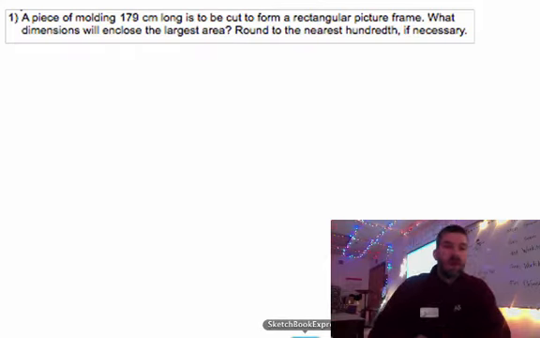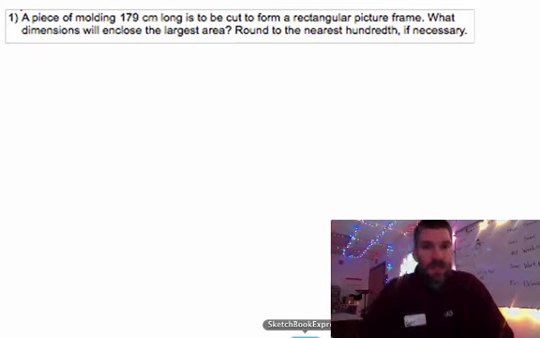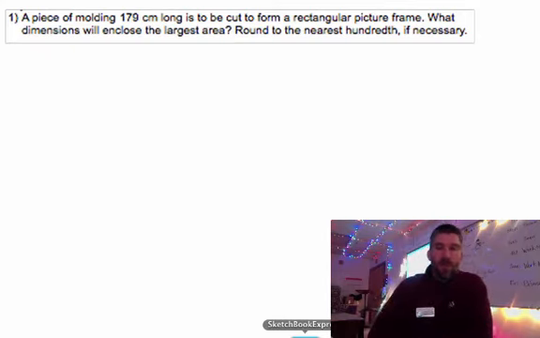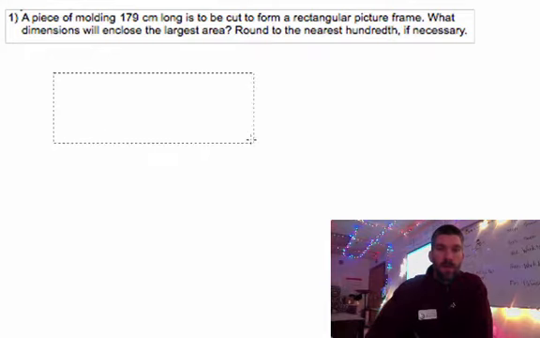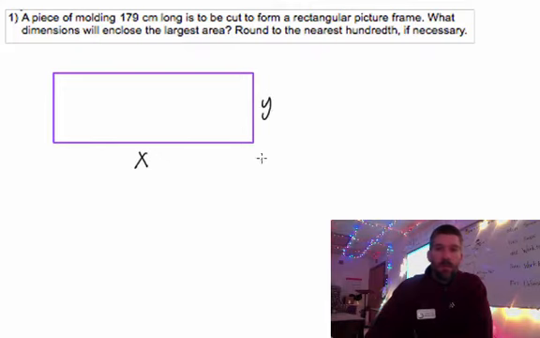Okay, so we've got a piece of molding 179 centimeters long. It's going to be cut to form a rectangular picture frame. What dimensions will enclose the largest area? So what we're dealing with here is a rectangle shape, something like this. And I like to label this as X and Y because X usually runs left and right, Y usually runs up and down. It's easier for me to see.